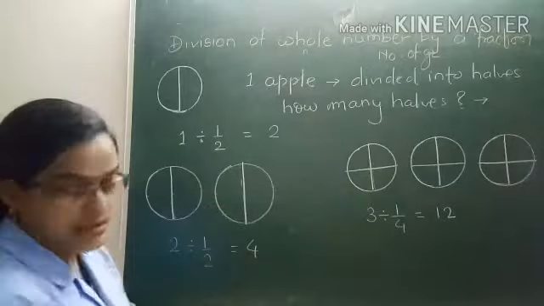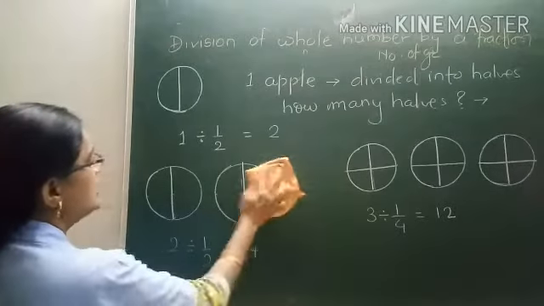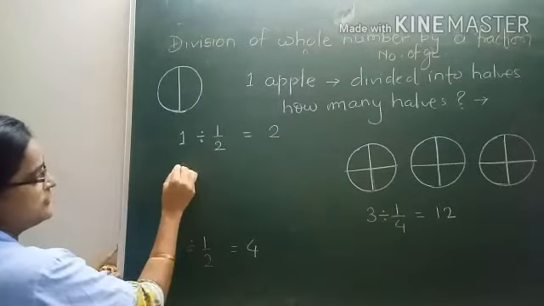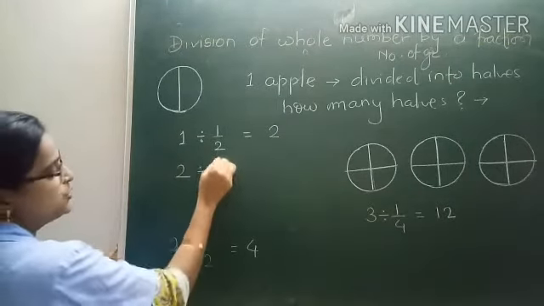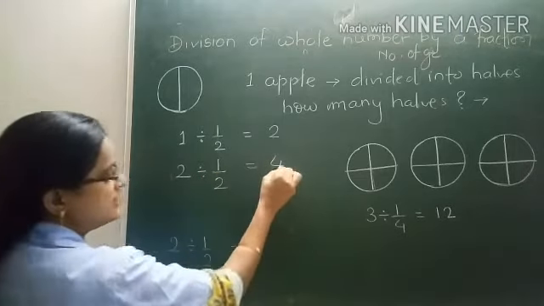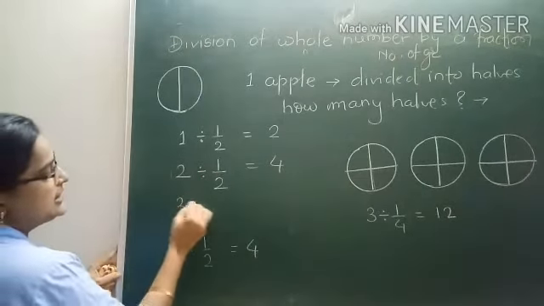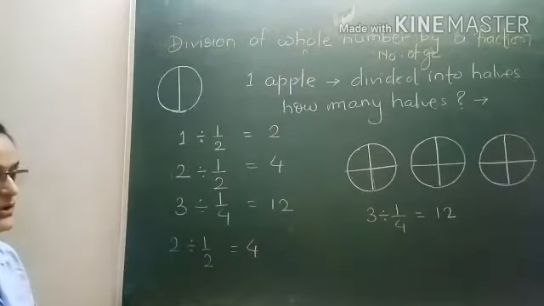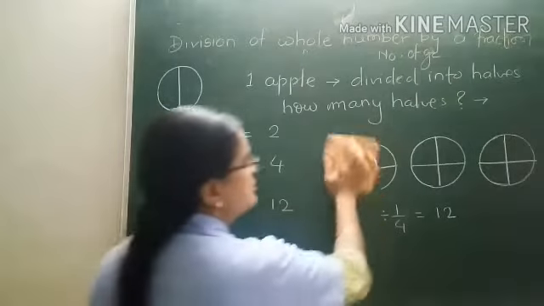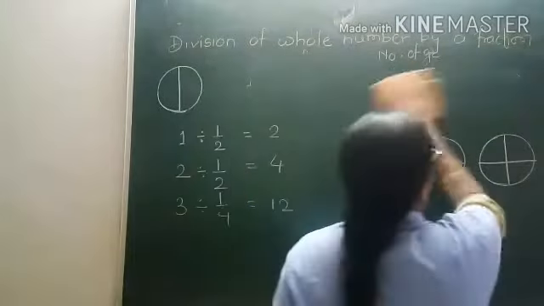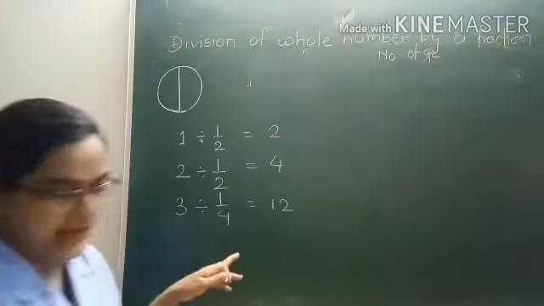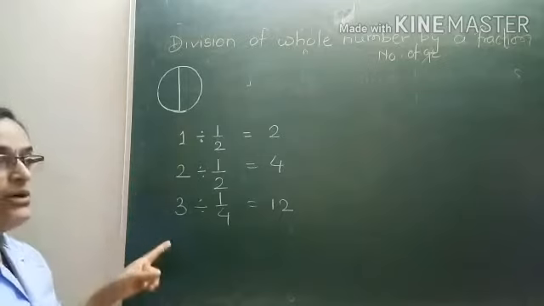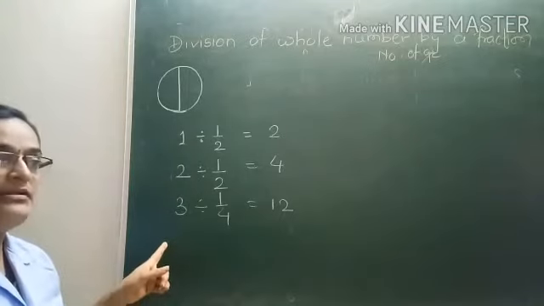So what am I concluding from this? I am concluding that 1 divided by half is equal to 2. Then 2 divided by half is equal to 4. And 3 divided by 1/4 is equal to 12. Okay, this is what I am concluding from all this discussion. Now remember this well. I will explain one more concept so that how we get this you will understand better.